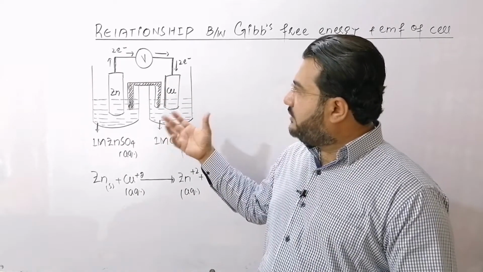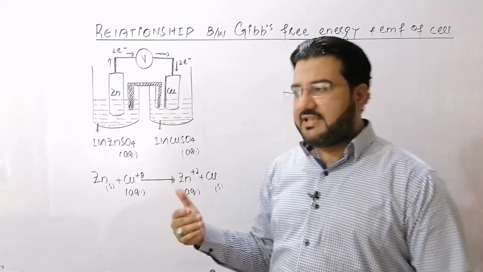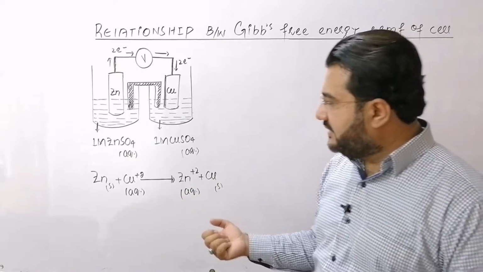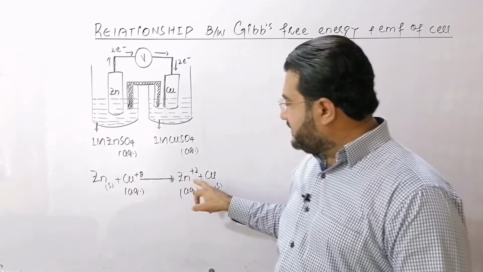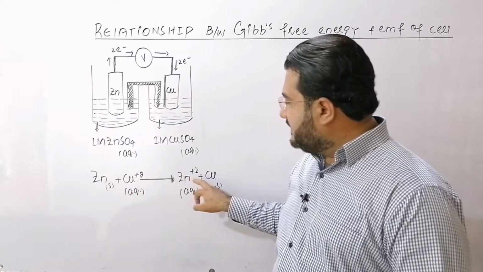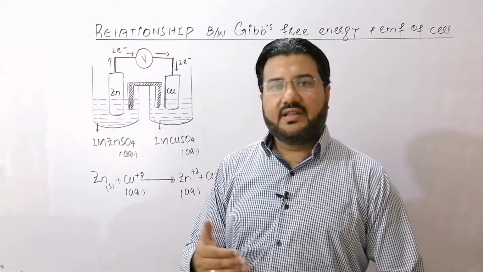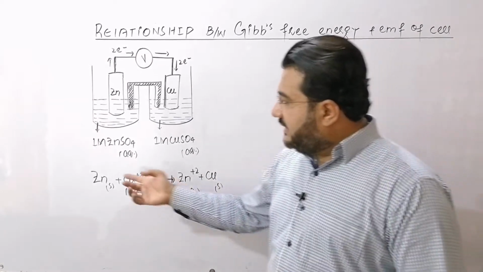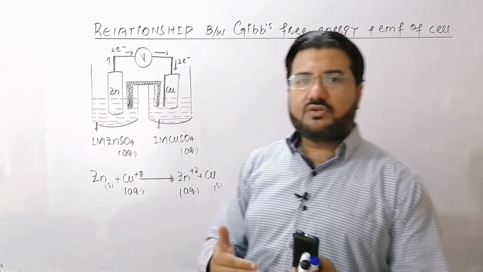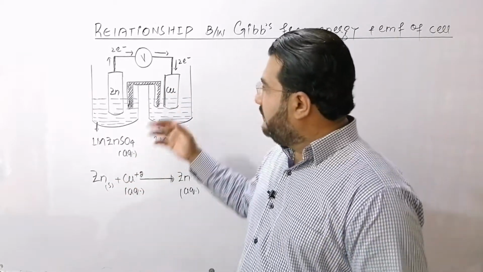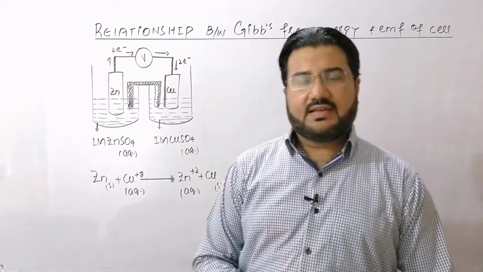In this electrochemical cell or galvanic cell, a spontaneous redox reaction takes place which produces electrical energy. And this one is the spontaneous redox reaction in which zinc is being oxidized as its oxidation state is increasing, and copper is being reduced because its oxidation state decreases. So zinc will act as anode and copper will act as cathode, and according to the IUPAC convention, we show the anode on the left hand side and cathode on the right hand side.